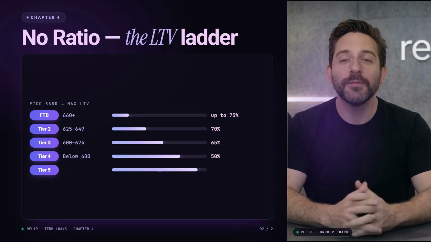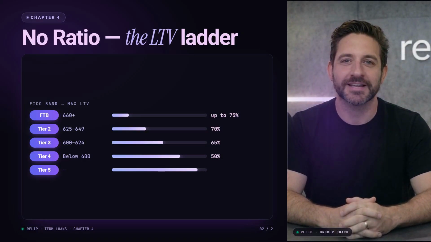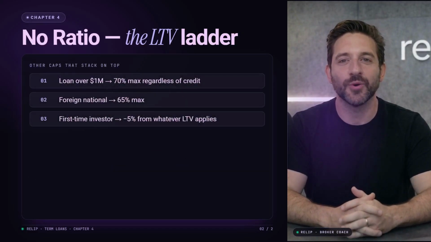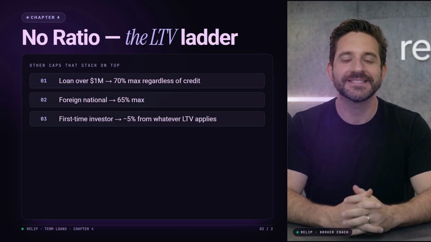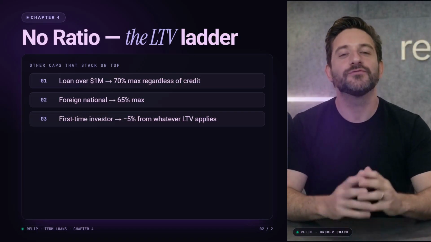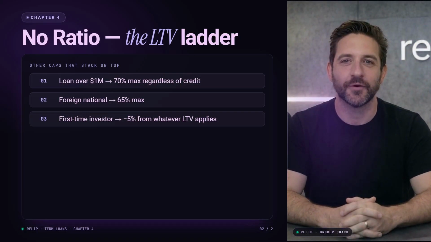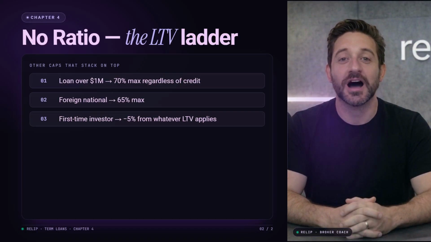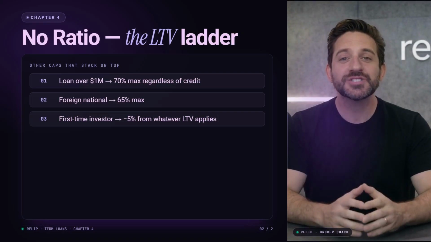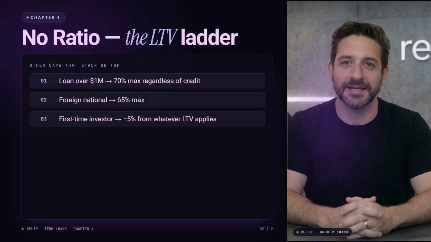A few more caps to know. Any loan over $1 million caps at 70% regardless of credit. Foreign nationals, borrowers without a U.S. Social Security number, cap at 65%. And first-time investors, borrowers who've never owned an investment property before, take a 5-point reduction off whatever LTV they'd otherwise qualify for. Loan range is $75,000 to $2 million.